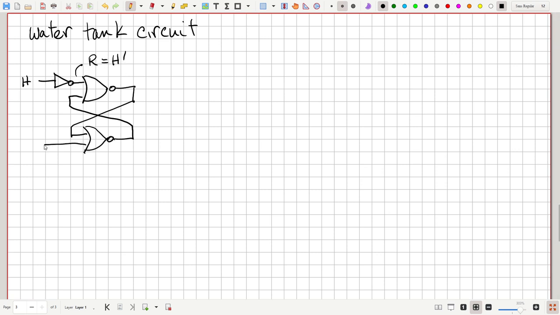And down here, for the set signal, we're just going to put the L sensor output. So S is equal to L. Here's our Q output, and we're going to set that equal to P. P is equal to Q. So let's see how this behaves. Let's make our truth table where S is equal to L, and R is equal to not H. And then we'll put the value of P here, the P for the pump, which is just our Q output.